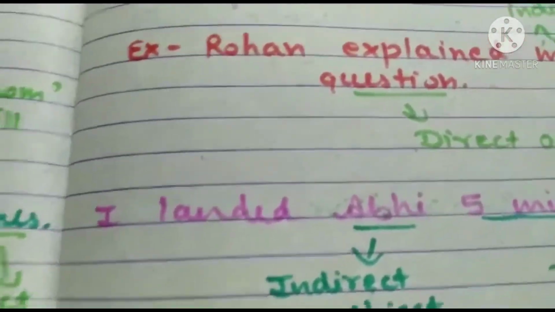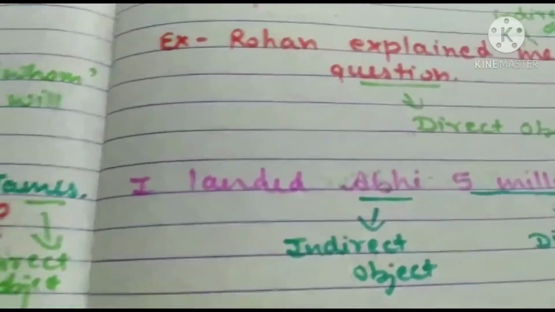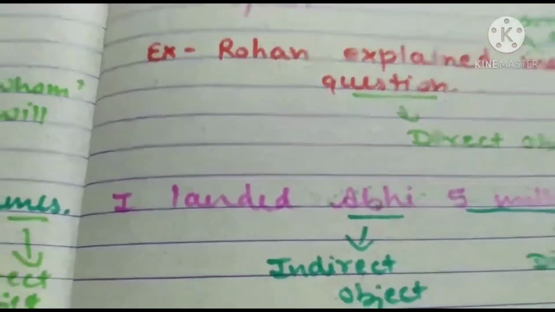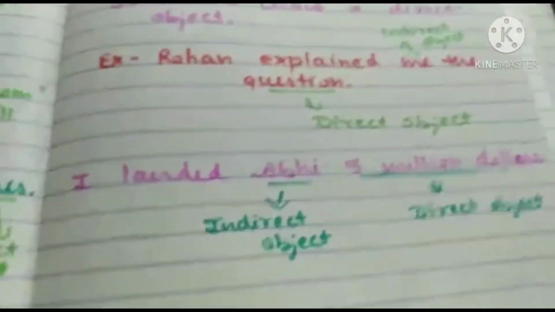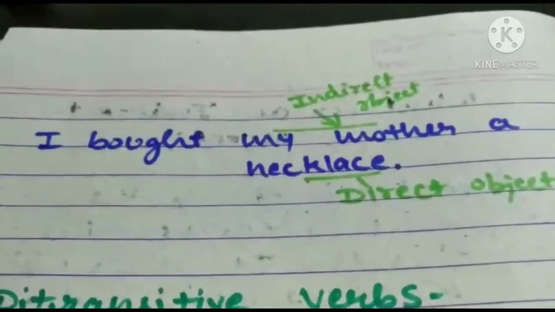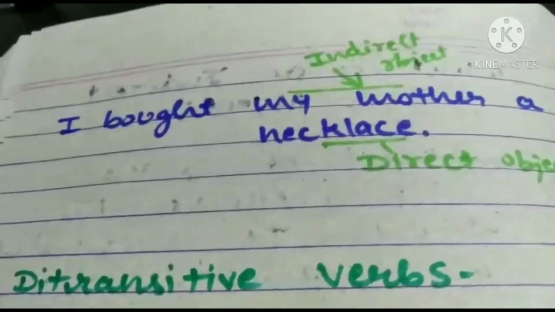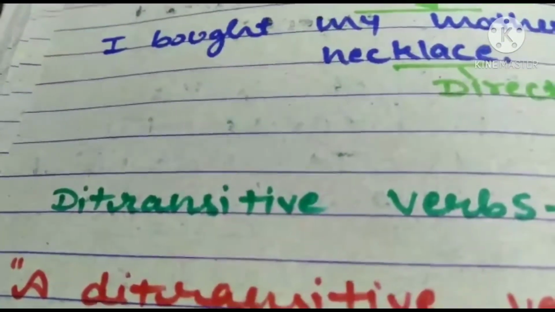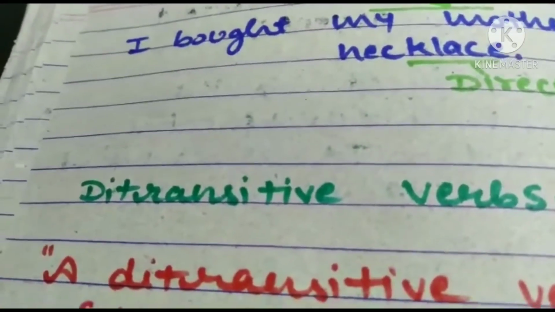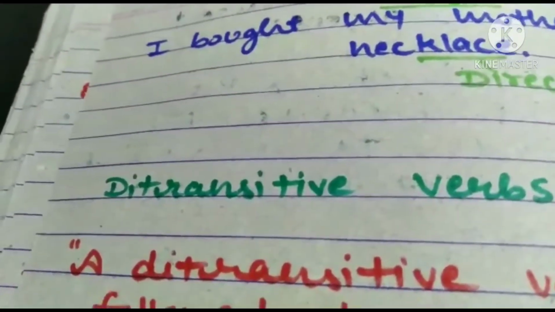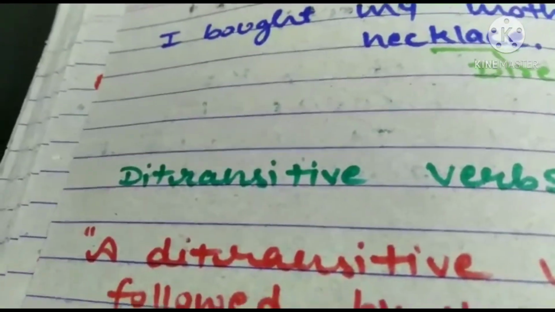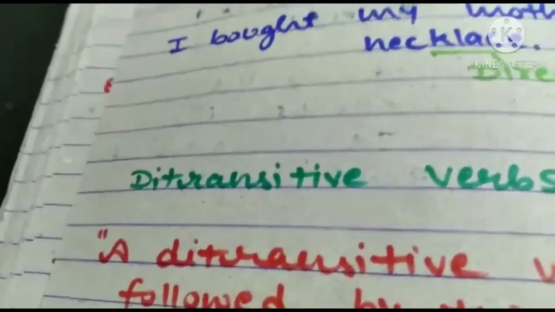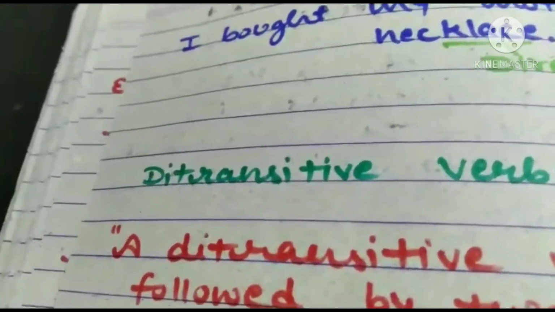Like this, when you make a question, I hope you understand it. Suppose you can also say another example: I bought my mother a necklace. First of all, before you find out the indirect object, let's find out the direct object. I bought what? A necklace. Now, who is receiving this necklace? Who's the lucky one? My mother.